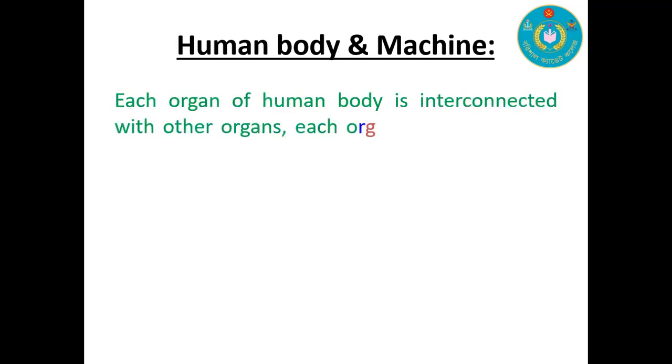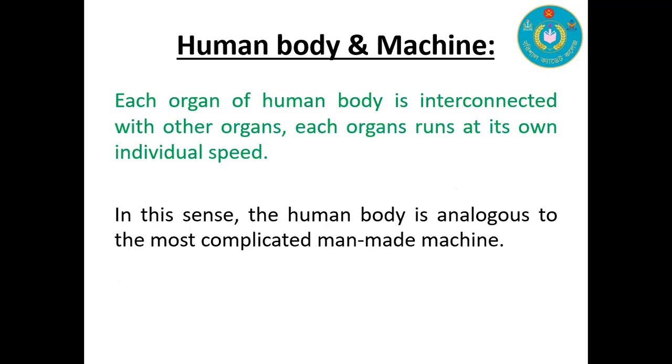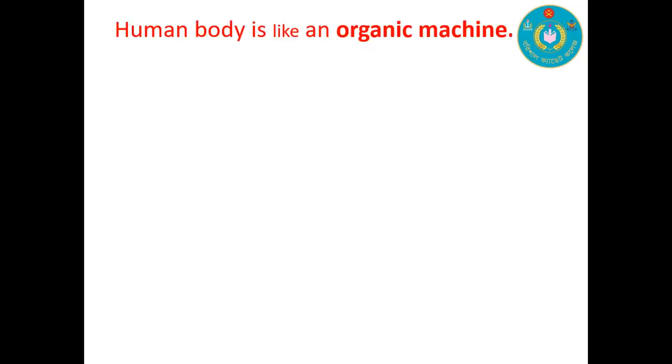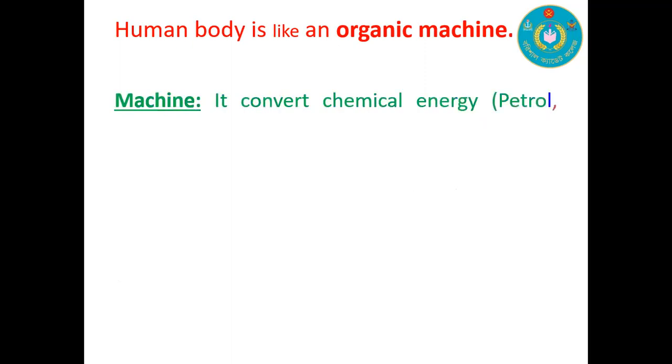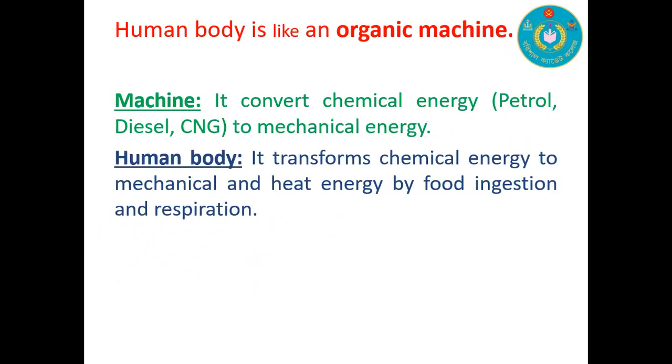We are going to compare the human body and a machine. Each organ of the human body is interconnected with other organs. Each organ runs at its own individual speed. In this sense, the human body is analogous to the most complicated man-made machine. The human body is like an organic machine. It converts chemical energy to mechanical energy, and in the human body it transfers chemical energy to mechanical and heat energy by food ingestion and respiration.